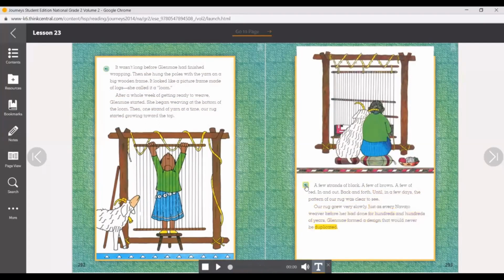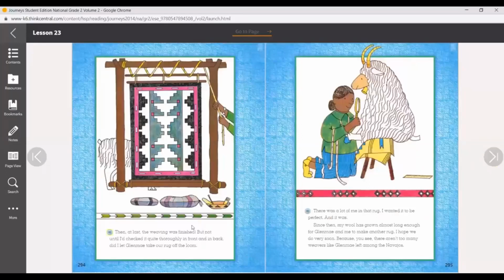Why do you think Glen May's rug will never be duplicated? Remember, duplicated means making a copy of. This is because each weaver makes a design that is not copied by other weavers. It is their very unique design, much like your fingerprints, boys and girls.